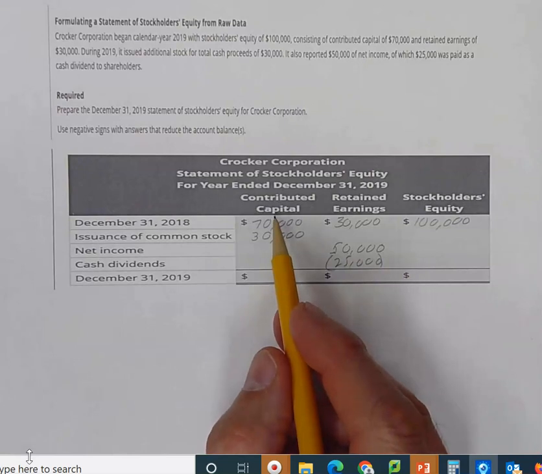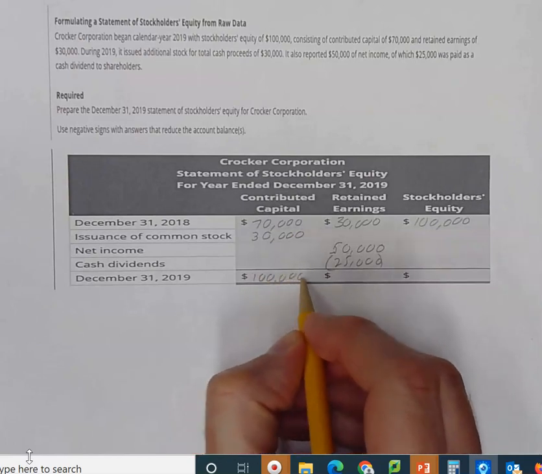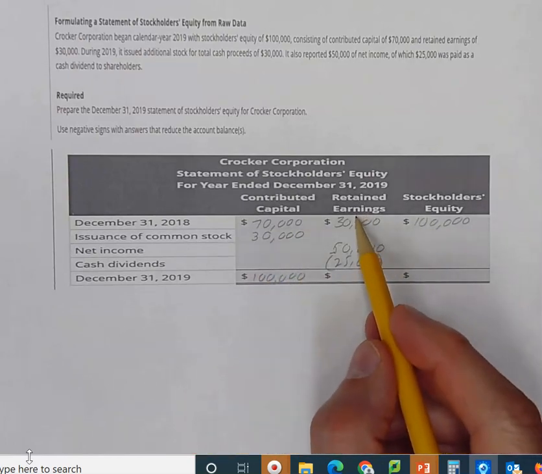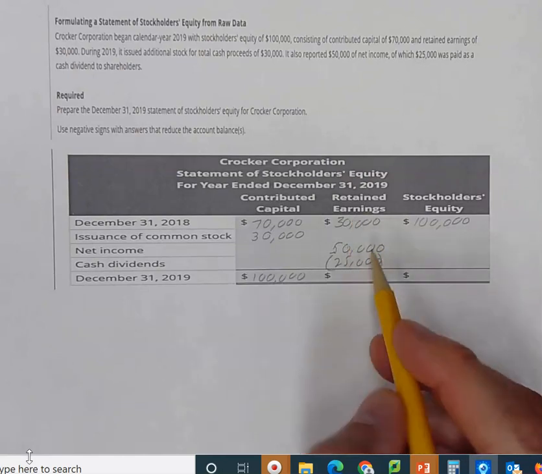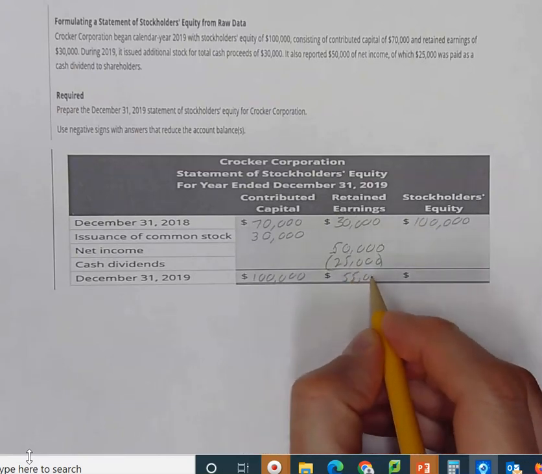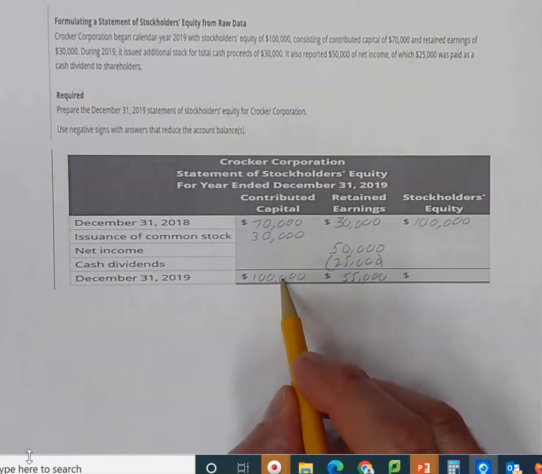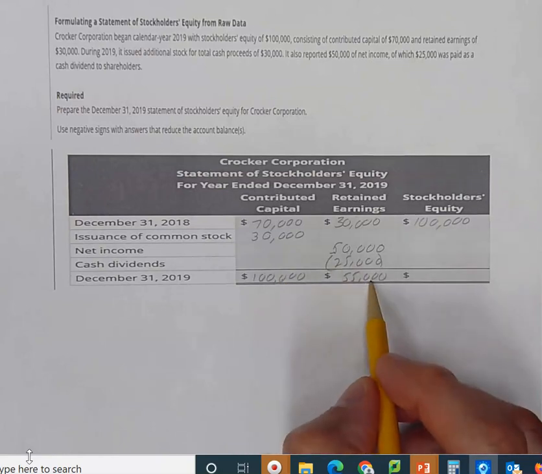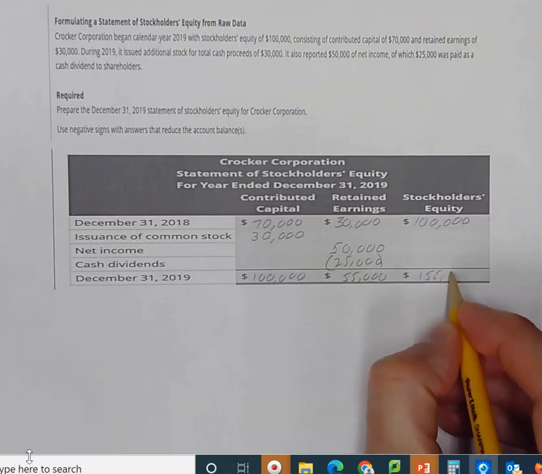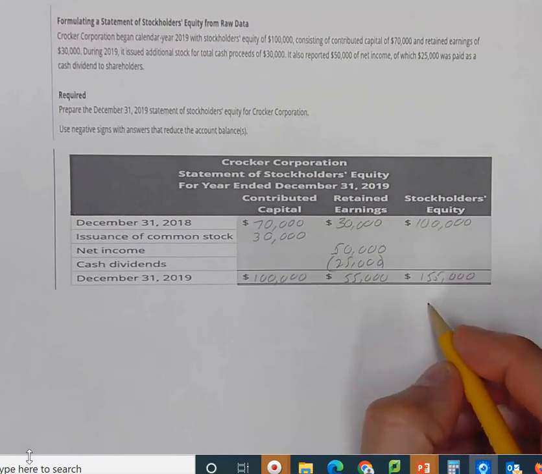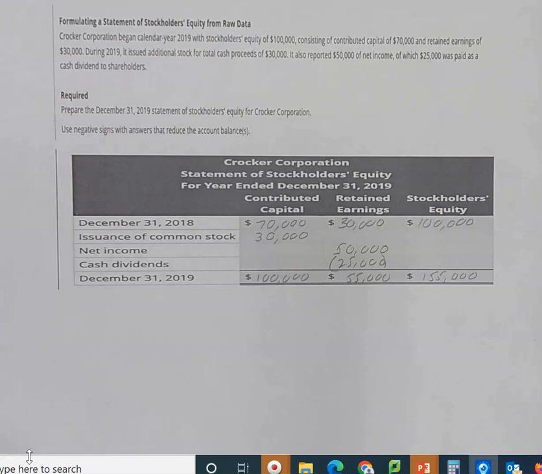Okay, so what we have now as far as contributed capital is $100,000. Retained earnings is now going to be 30 plus 50 is 80, minus the 25,000 here that we paid in dividends. So we have 55,000, and then our total stockholders' equity is the 100,000 in contributed capital plus the 55,000 of retained earnings, for a total of $155,000. And that is all there is to this question. We'll close this out and move on to another video.